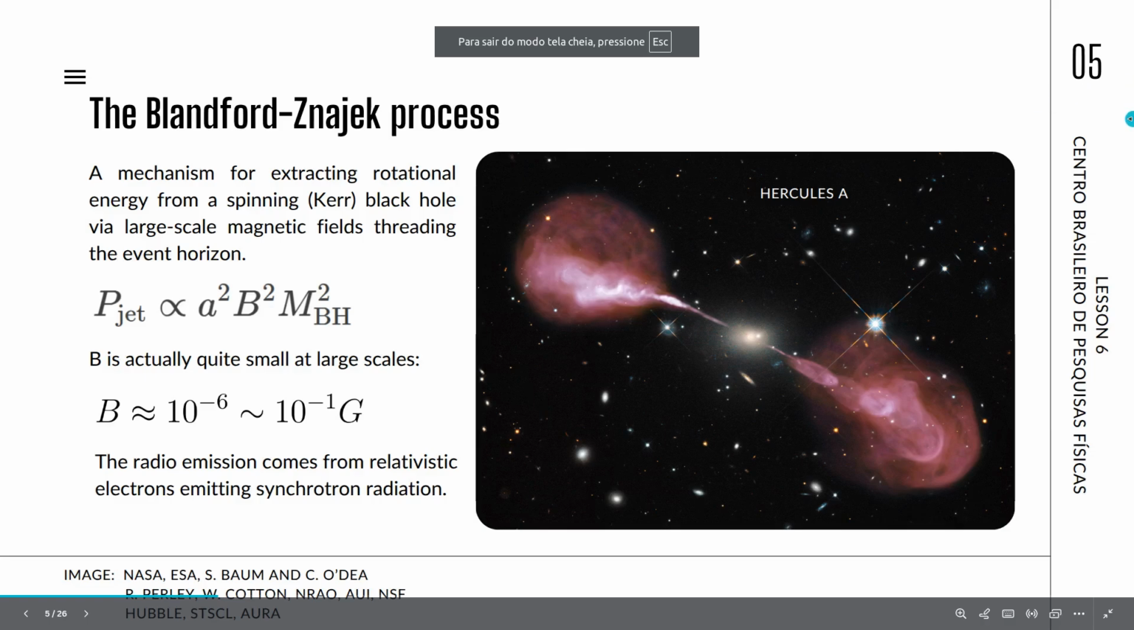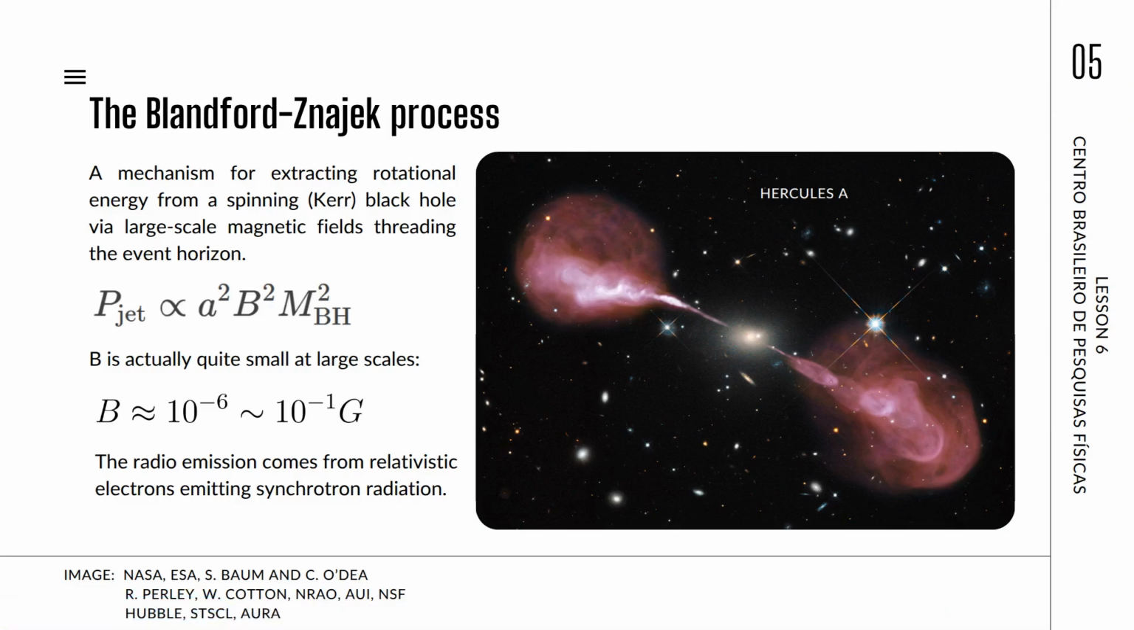Let's talk about the Blandford-Znajek process. This is a mechanism that allows particles to steal energy from a rotating black hole. Okay, so if we don't have rotation, we don't have jets in the black hole. And the particles accelerated in the jet have to take this energy from somewhere. And most of this energy comes from the rotation of the black hole.